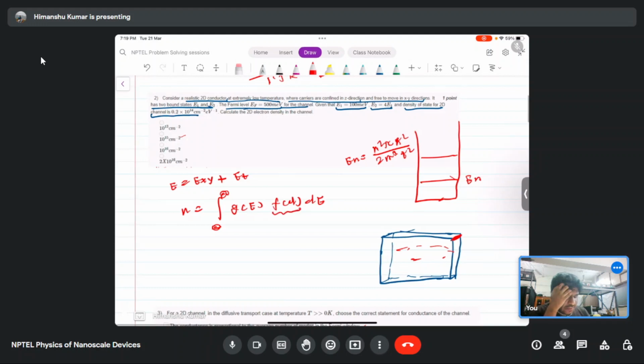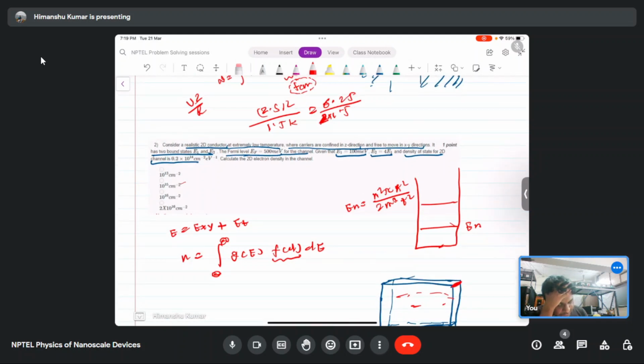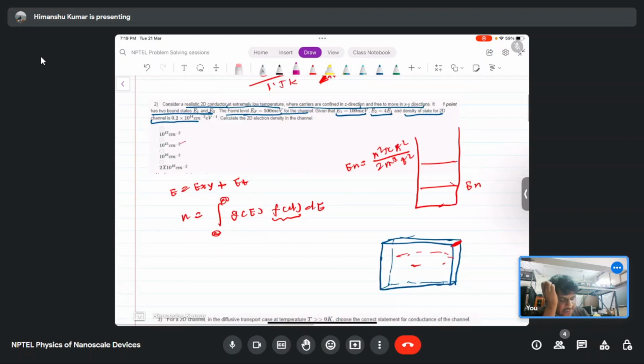As we are given that this is extremely low temperature, we can assume this to be nearly at zero temperature. We are given E1 as 100 milli electron volts, and E2 is 4 E1, so this is 400 milli electron volts, and we are given EF as 500 milli electron volt. So this EF is here.